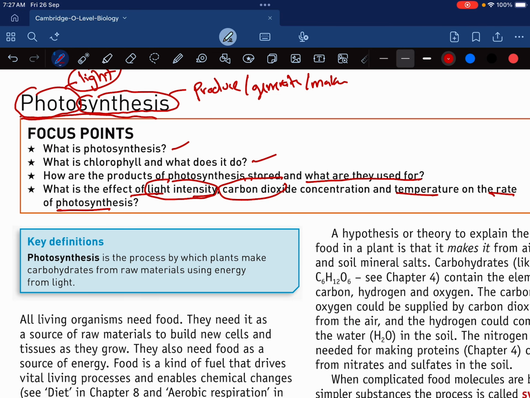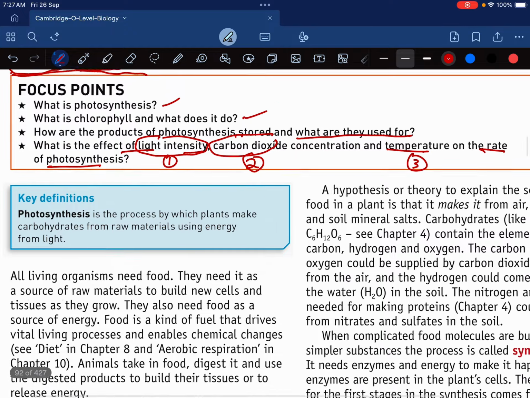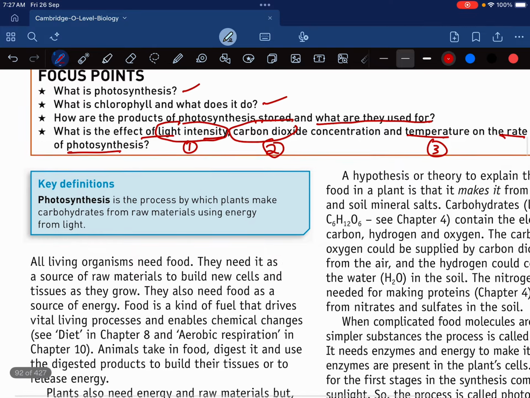Last time we learned how the rate of enzymes is affected by temperature and pH. Today we're going to be learning how photosynthesis is affected by light intensity, number one, carbon dioxide concentration, number two, and temperature, number three. These three things, how do they affect photosynthesis? All right, now let's get into it.